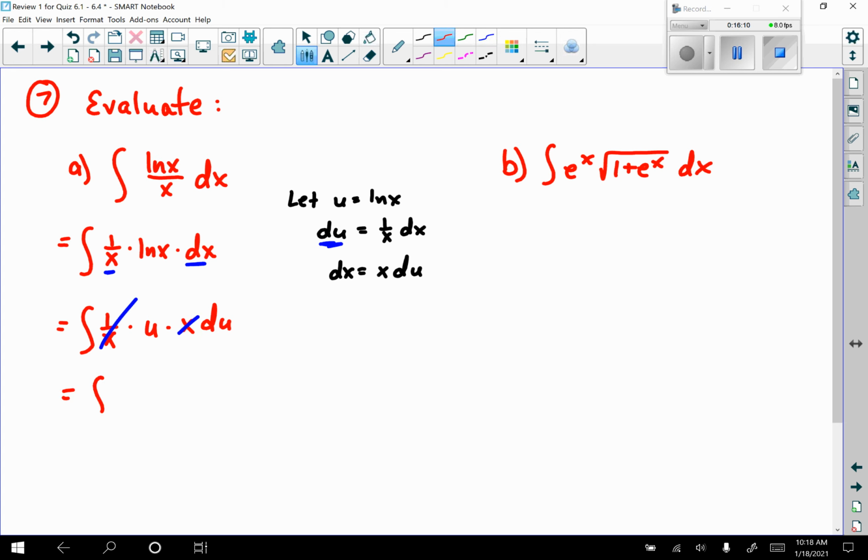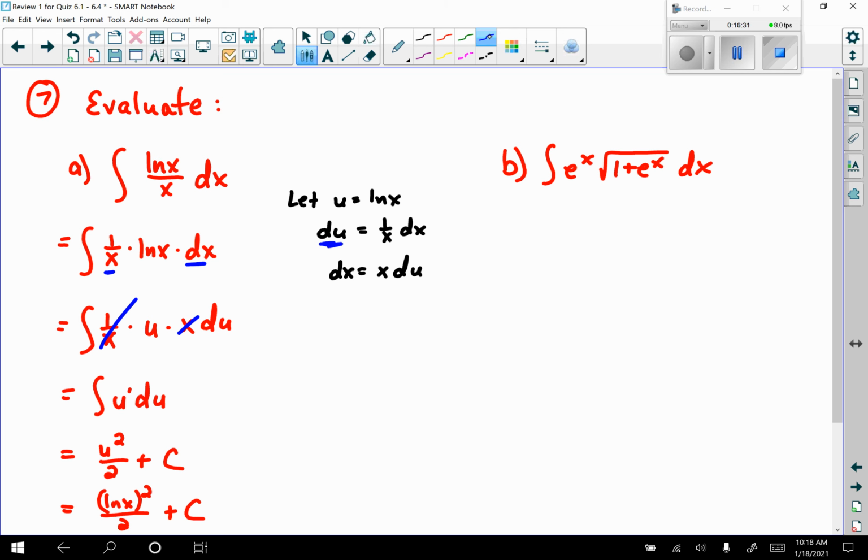So now this becomes the integral of u du, and I simply take the antiderivative here. This is really u to the first, so it becomes u squared over 2 plus c, and then bringing back what u is, it's the natural log of x, this whole thing squared, over 2, or 1/2 times it, plus c.